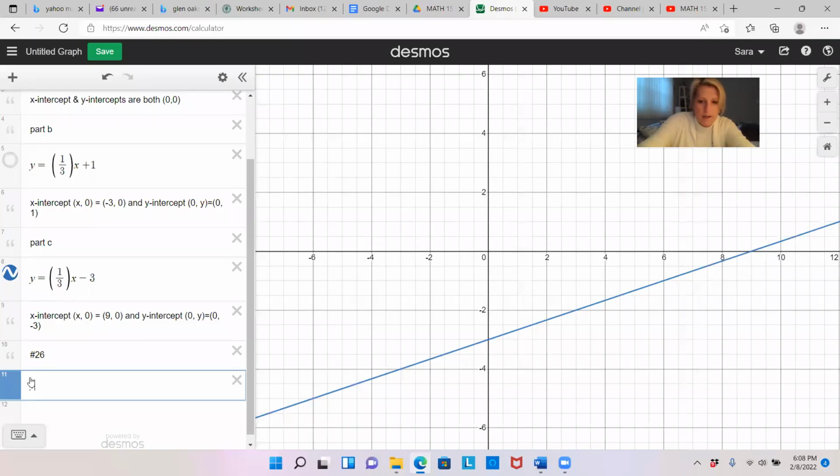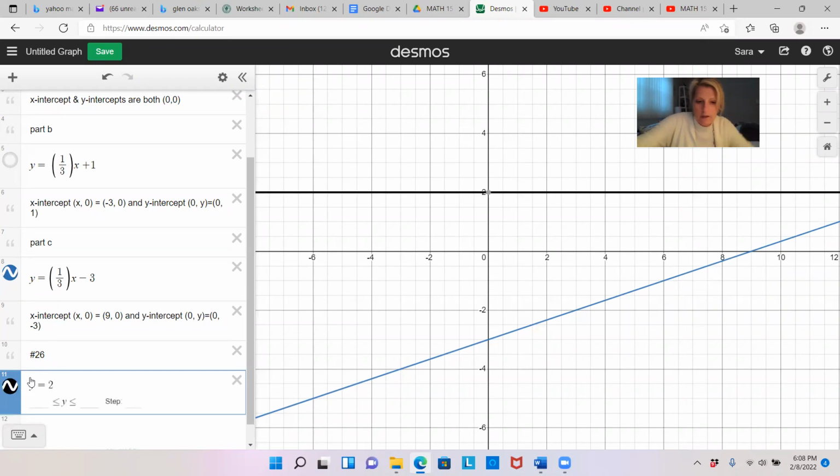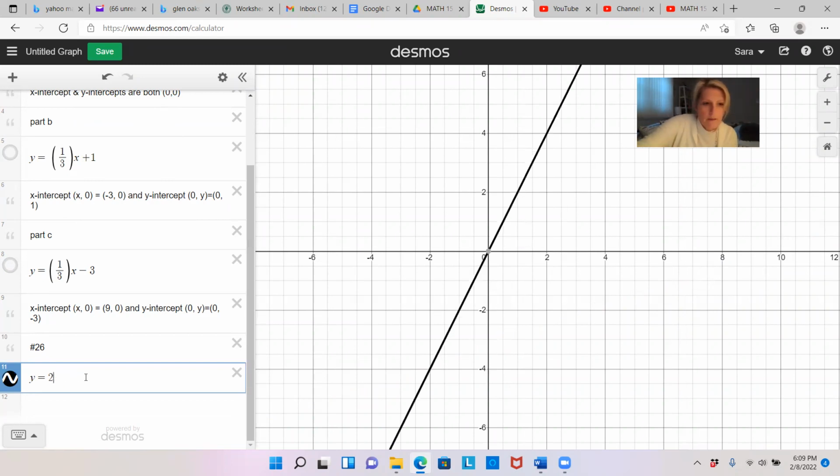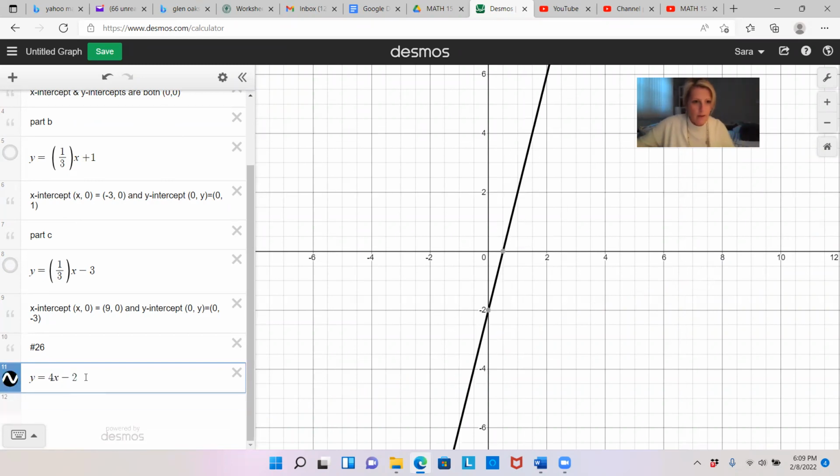So we're going to put in y equals 2x minus 4. I'm going to turn off my other line. You can turn on and off your line. See here, I can just click on the blue and it goes away. So here is our new line, 2x minus 4. I typed in the wrong thing. It's 4x minus 2. There it is, 4x minus 2. Hovering over our x-intercept, it's at 0.50, which is what we said, 1/2. And then our y-intercept is, yep, at 0, -2.